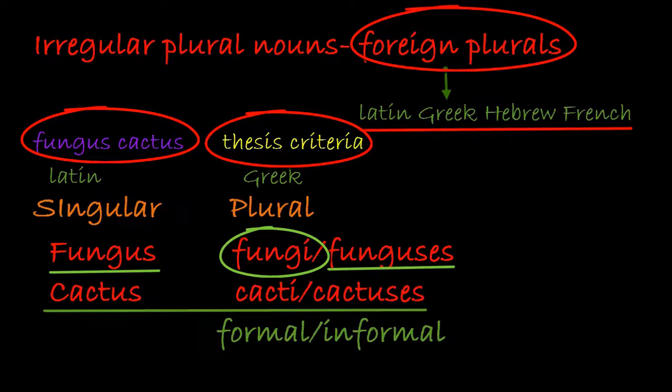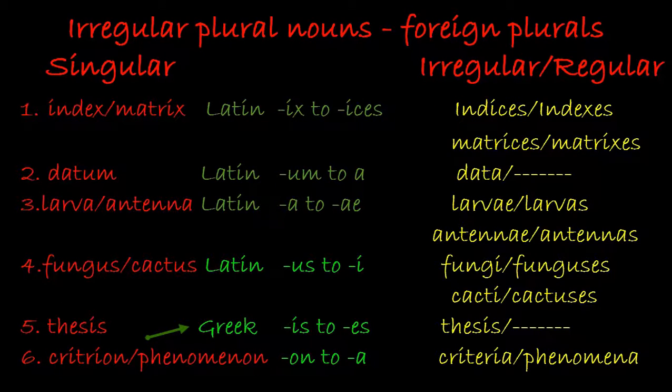Now, my feeling is that as fungus and cactus get more and more entrenched into English, eventually these formal endings are going to fall away and we're just going to have this regular plural. But for now there are still some pluralizing rules for other languages that it helps to know. So I have a little chart to go over the most common Latin and Greek irregular plurals that you're going to encounter in English.